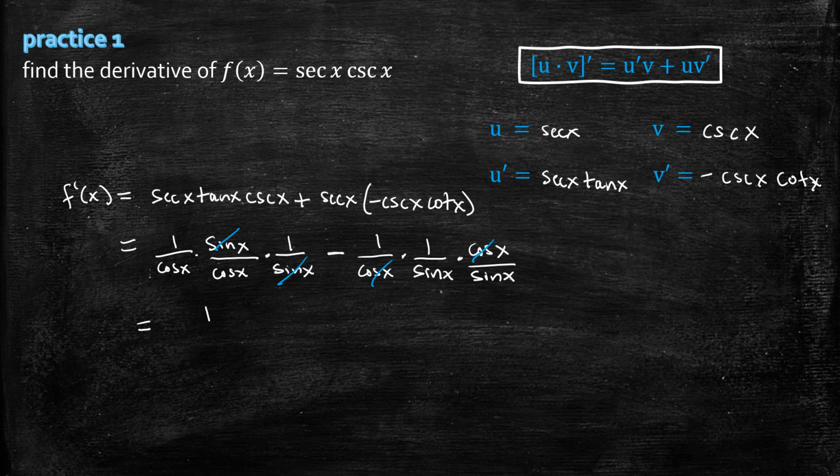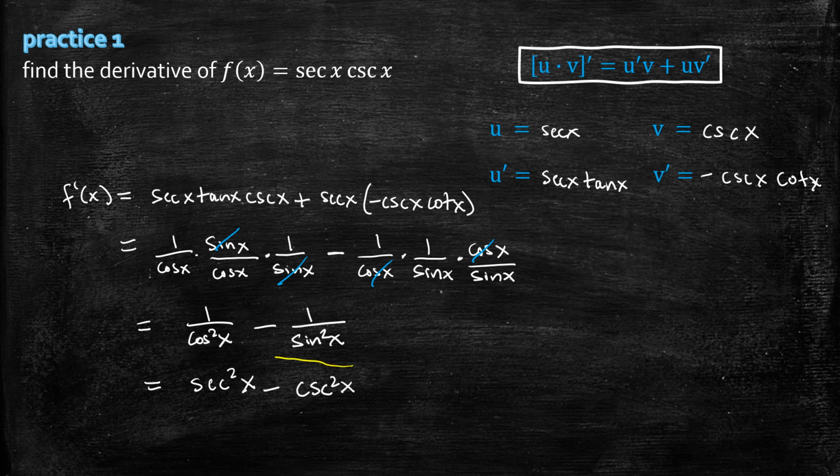And we get 1 over cosine squared x minus 1 over sine squared x, which we can then write using their reciprocal trig functions. That's secant squared x minus cosecant squared x.